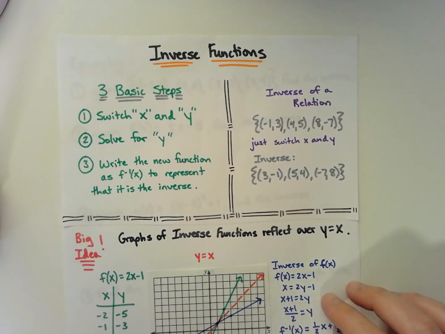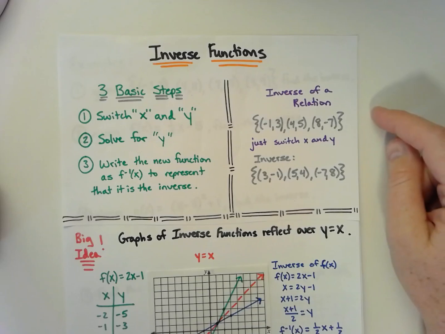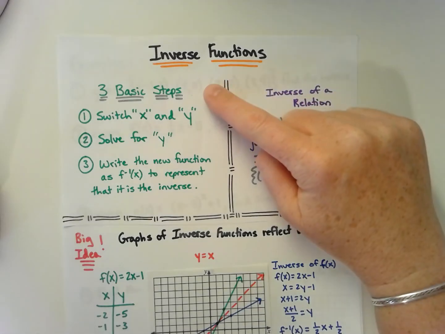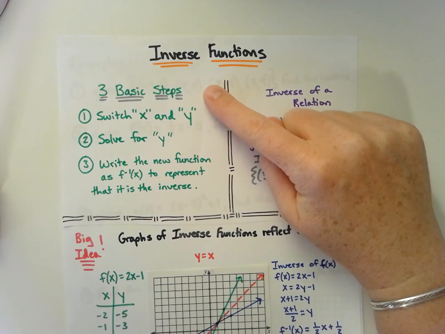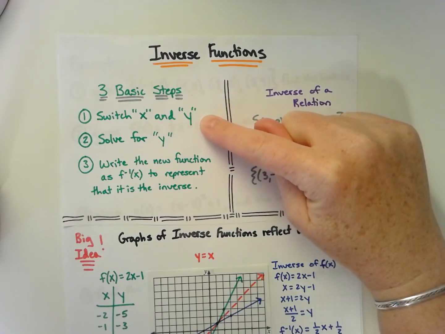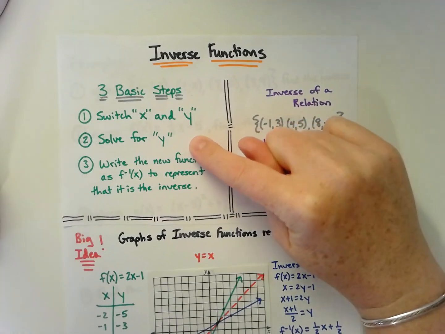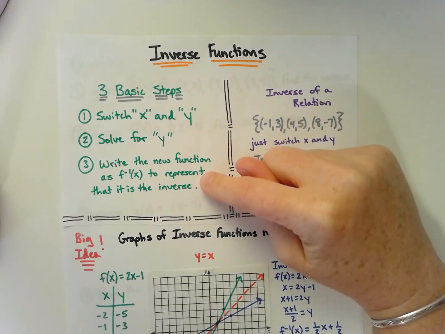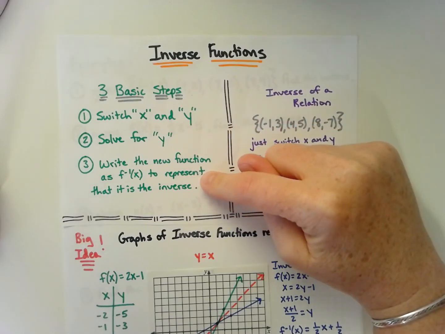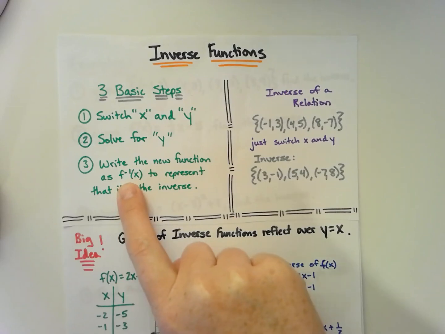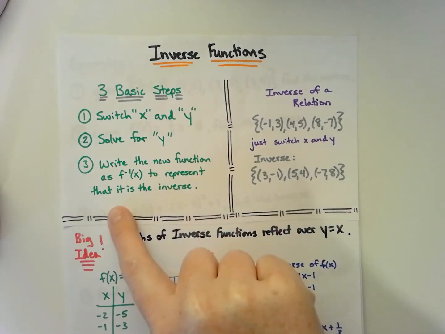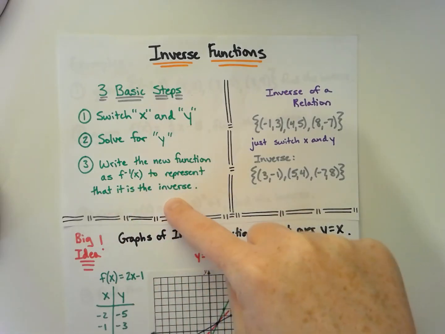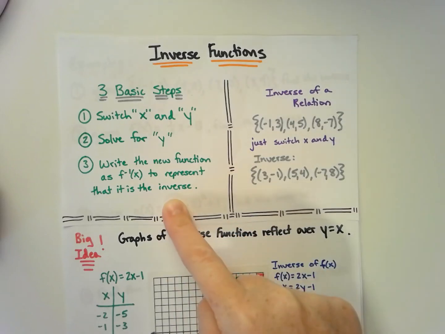In this video, we're going to take a look at inverse functions. A couple of the notes we need to write down are three basic steps we use when we're solving for an inverse function. The first step is to switch x and y. Your second step is to just solve for y. And the third step is to then write our new function as f to the negative 1 of x to represent that it is the inverse function and no longer the original function.